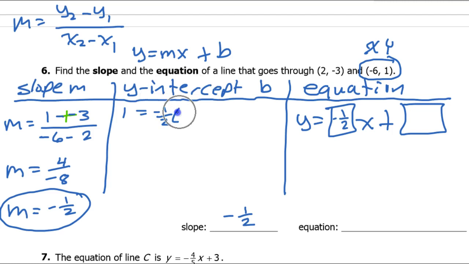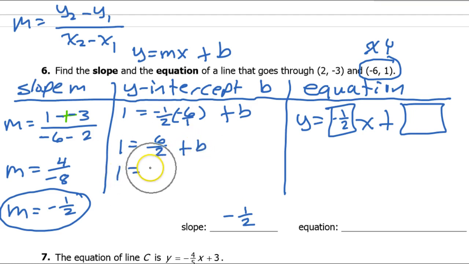And then comes the x, which is negative 6, plus b. I'm going to find b now. This is like having negative 6 over 1. A negative times a negative is a positive. So this will be positive 6 over 2 plus b. So that's 1 is equal to 3 plus b. If I subtract that 3 from both sides, I discover that b is equal to negative 2.